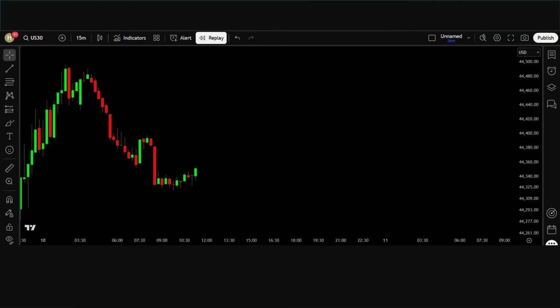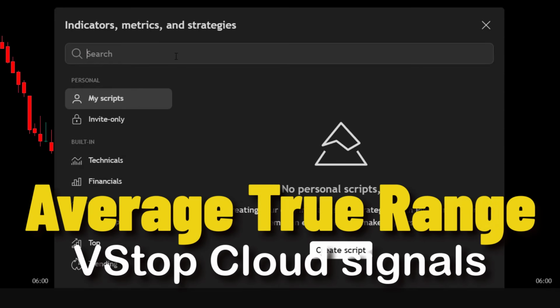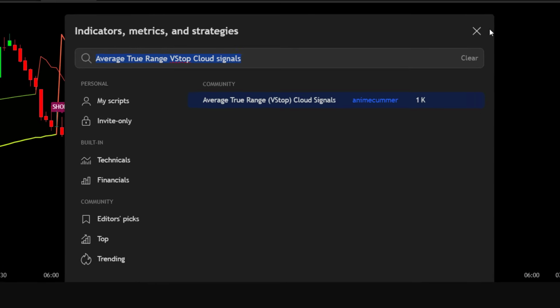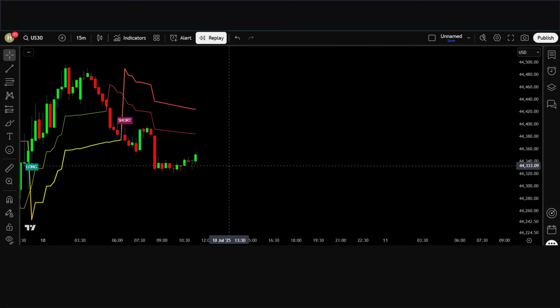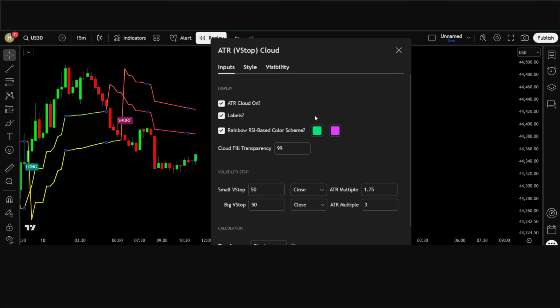First of all, we will click on the Indicator tab. Here in the search box, search Average True Range V-Stop Cloud signals. Now add this indicator to the chart. Now click on the Settings icon of the Average True Range V-Stop Cloud signals indicator. Change some settings. Now go to the Inputs tab. Change Cloud Fill Transparency to 99.